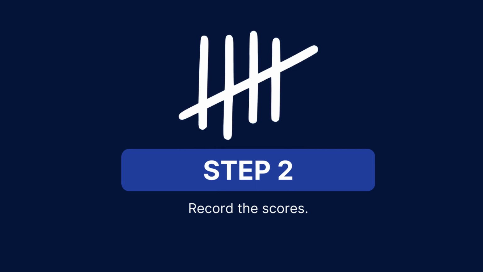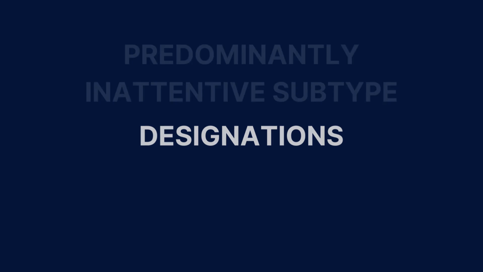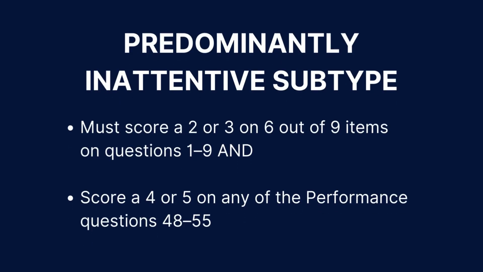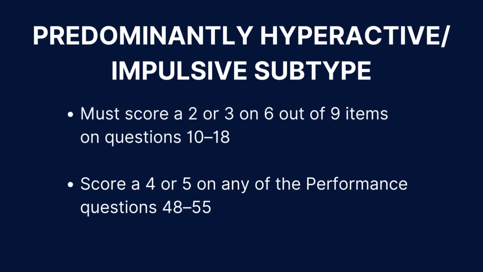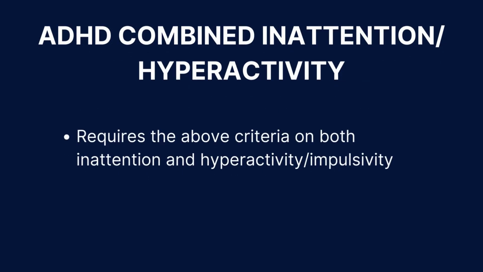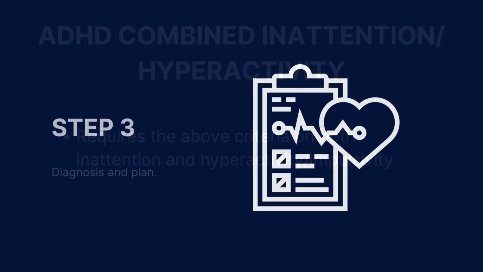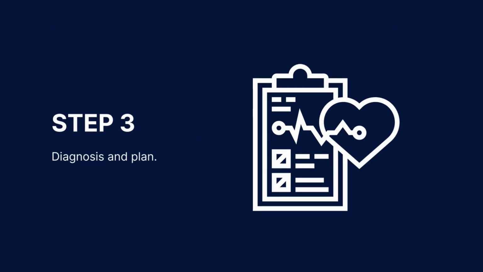Before making a diagnosis, you must also take note of the following designations: predominantly inattentive subtype, predominantly hyperactive impulsive subtype, and ADHD combined inattention or hyperactivity. Next, diagnosis and plan. The next part is making a diagnosis and making a care plan. Make sure to tailor fit the plan to the child by basing it on the ratings in the questionnaire.